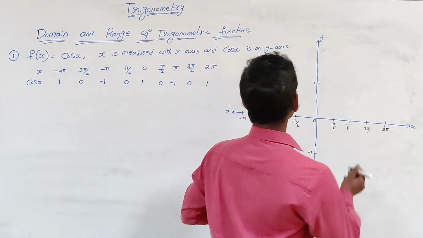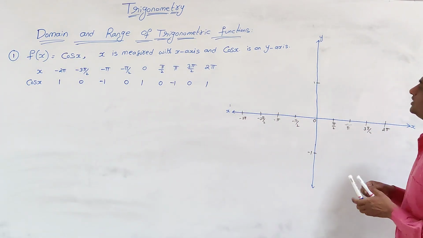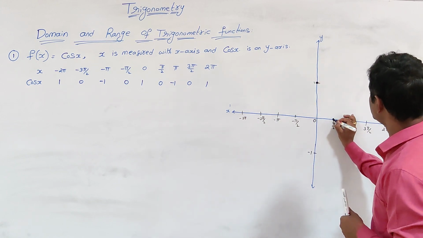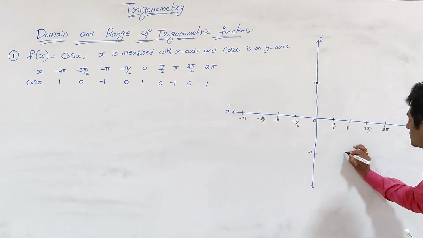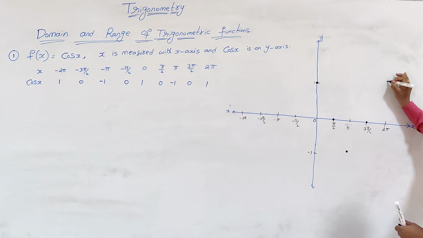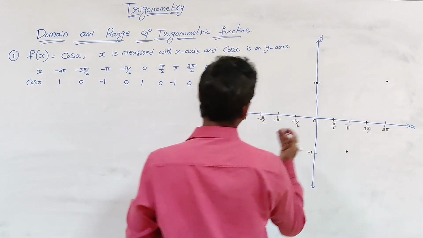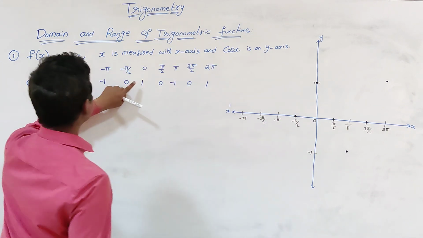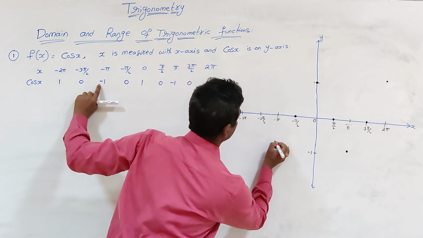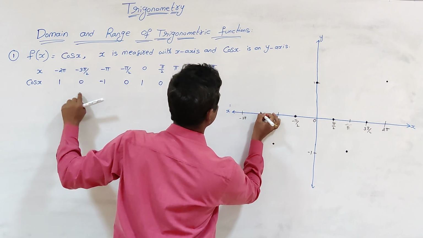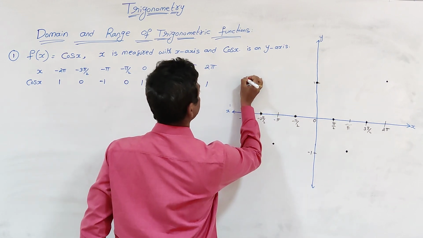Now we will plot. Cos 0 is 1. Cos pi by 2 is 0. Next, cos pi is minus 1. Cos 3 pi by 2 is 0. Cos 2 pi is plus 1 again. Coming to the negative values, cos of minus pi by 2 is 0. Cos minus pi is minus 1. Cos of minus 3 pi by 2 is 0. And cos of minus 2 pi is 1.